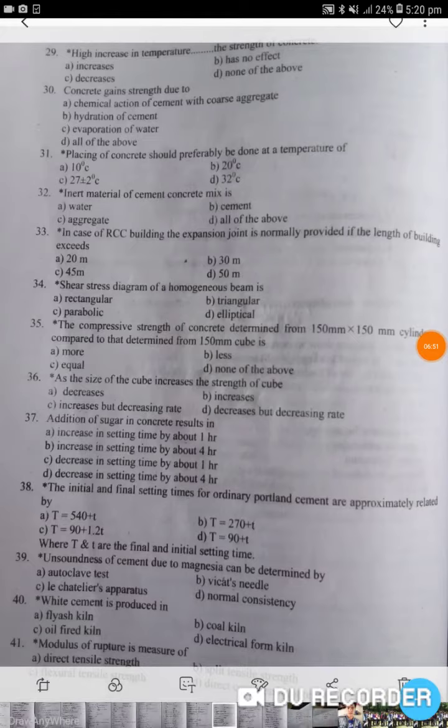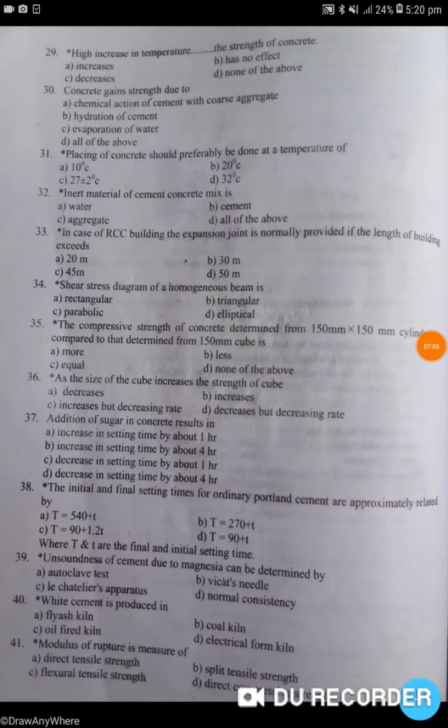Now question number 29. High increase in temperature, strength of the concrete decreases. Concrete gains strength due to hydration of the cement. Placing another concrete should be done at the temperature 27 plus minus 2 degree. Inert material of the concrete mix: inert means that which does not react with anything, and that is the aggregate.